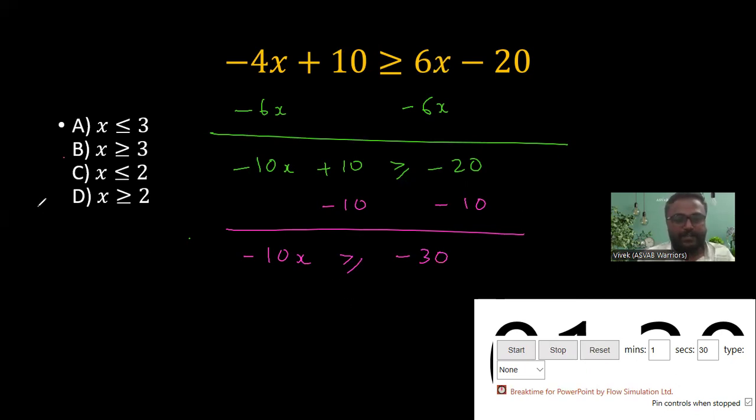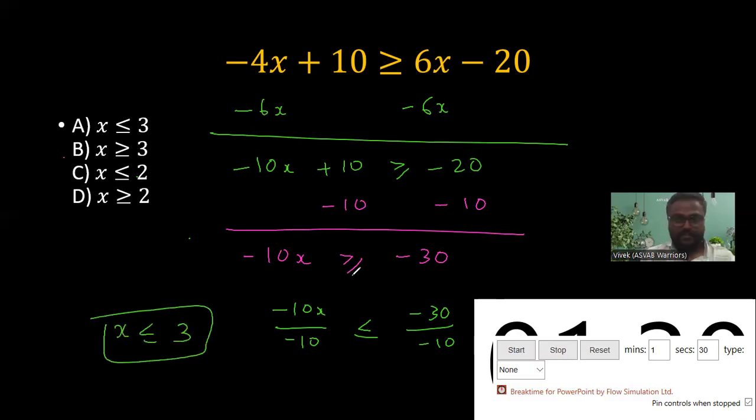Now, Anjay, next. Divide. Negative 30 divided by negative 10. Now, because I have divided the inequality with a negative number, the inequality will flip itself. Yes, change it. So what will we get? x is less than or equal to 3. I hope you guys have understood it.